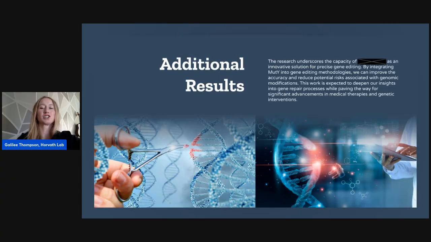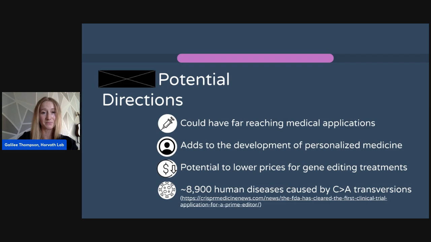Overall, our research underscores the capacity of this construct as an innovative solution for precise gene editing. By integrating a natural MutY into gene editing methodologies, we're improving accuracy, reducing potential risks associated with genomic modifications, and it deepens our insight into gene editing processes, paves the way for significant advancements in personalized medical therapies and genetic interventions. So, its directions: far-reaching medical applications.